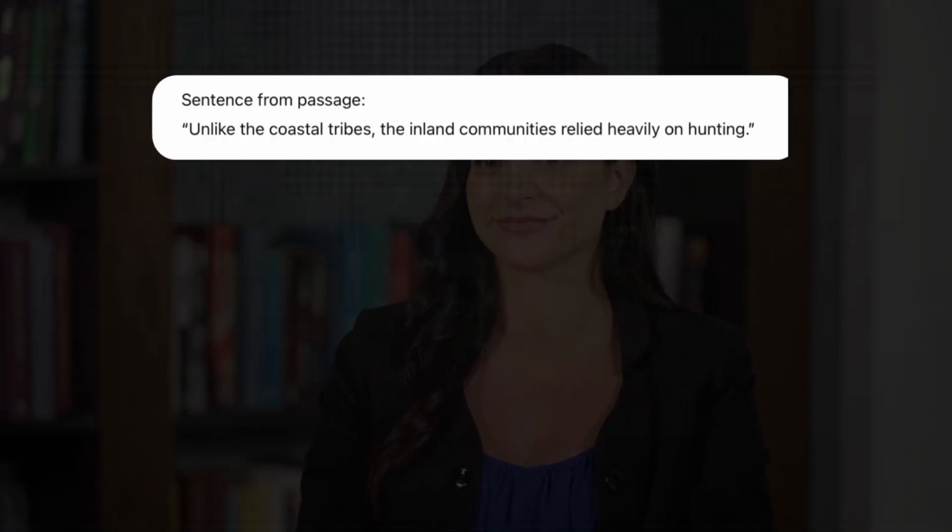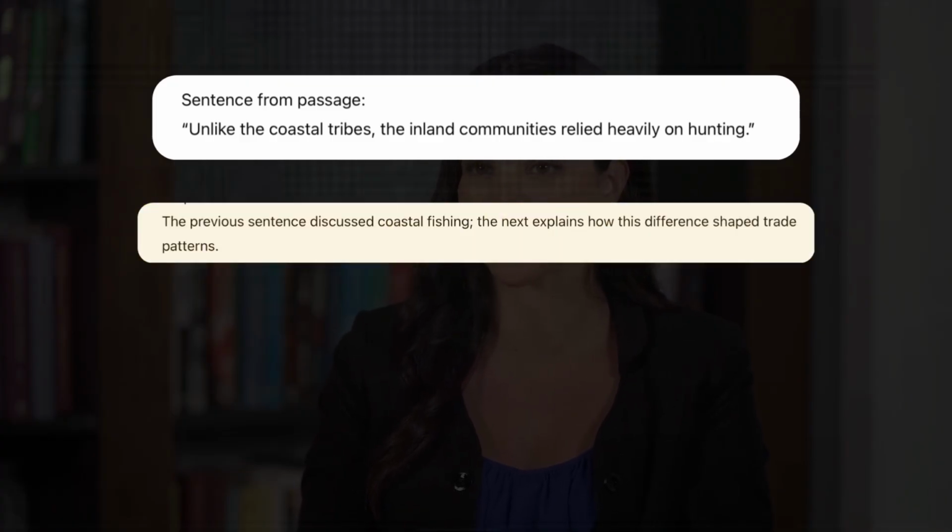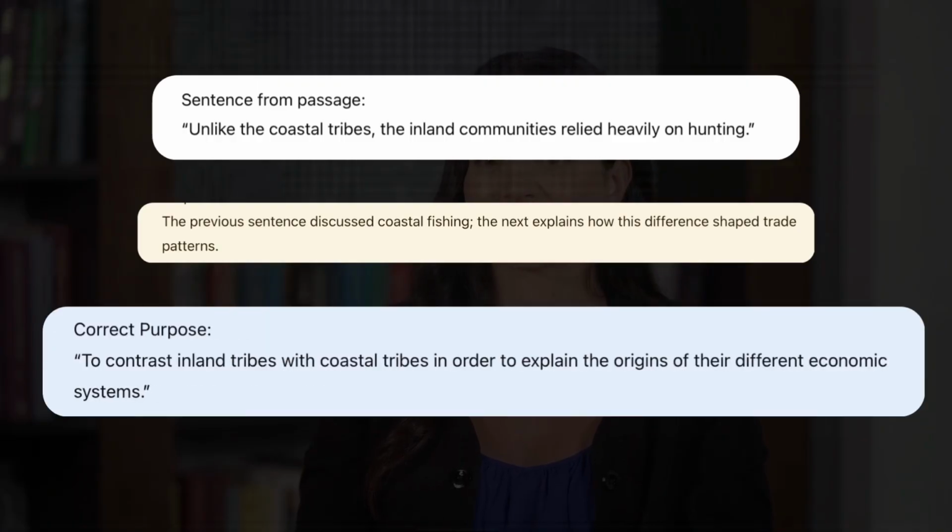For example, consider the sentence from a passage. Unlike the coastal tribes, the inland communities relied heavily on hunting. The previous sentence discussed coastal fishing. The next explains how this difference shaped trade patterns. So the correct purpose here would be to contrast inland tribes with coastal tribes in order to explain the origins of their different economic systems.